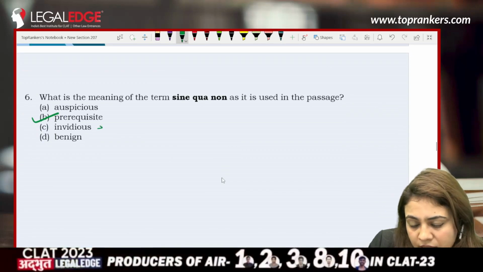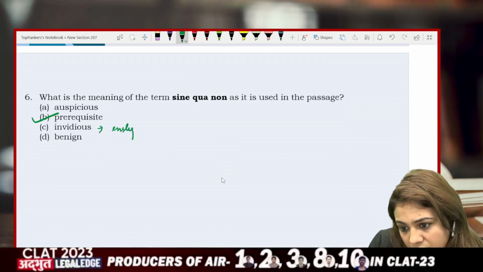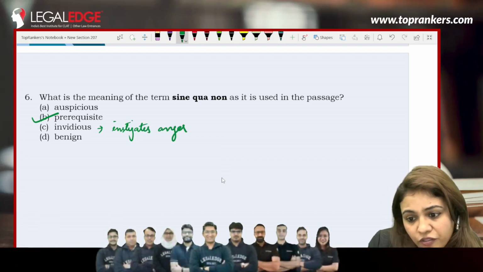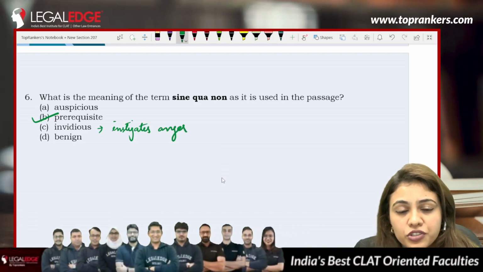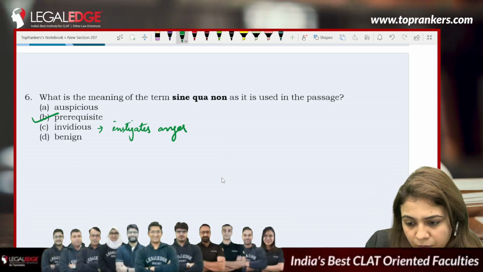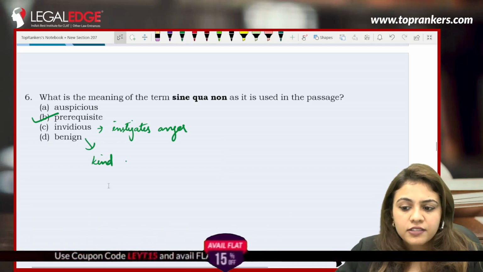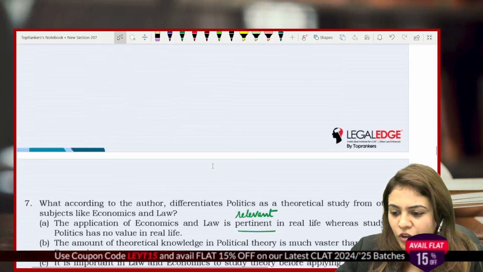Invidious basically means something that instigates anger, resentment. I hope you know the meaning of auspicious. Auspicious means fortunate, lucky. Benign means kind. So obviously not the answer. The answer is B. Moving on to the next one.